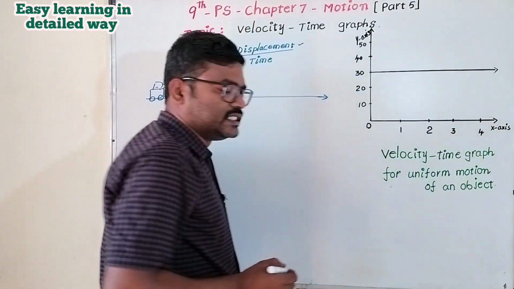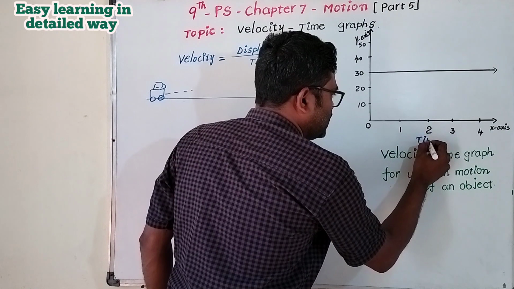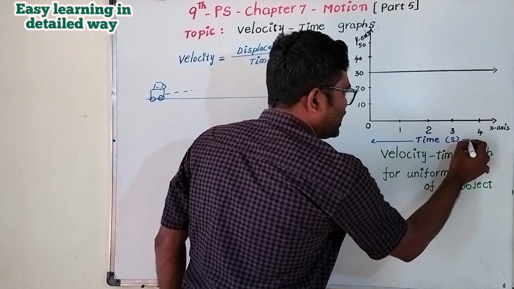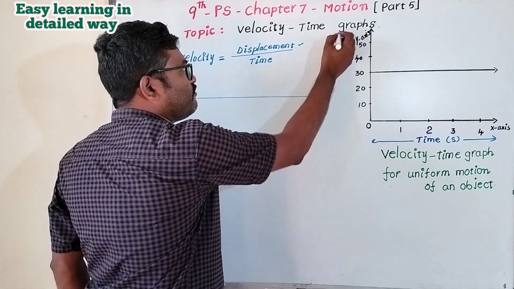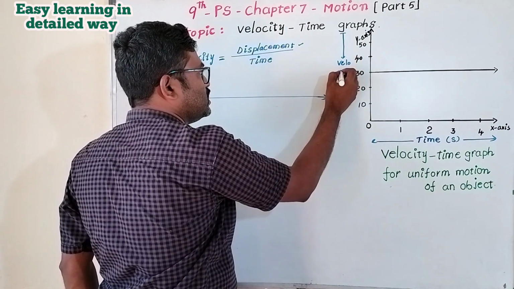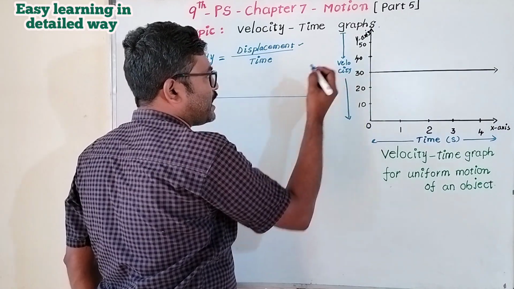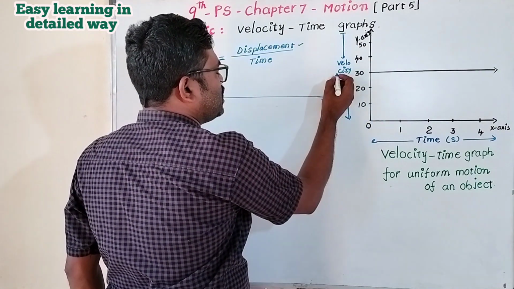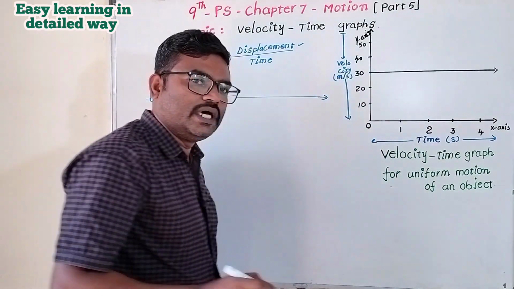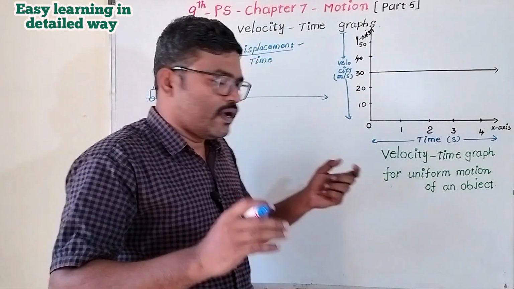On the x axis we take time. Here time is taken in seconds. And the velocity of an object is taken on the y axis. Here the velocity is in meter per second anukundam. Let's see here what we see here.